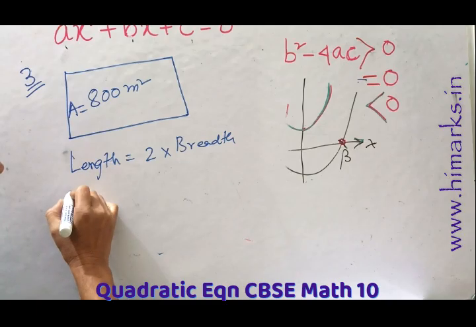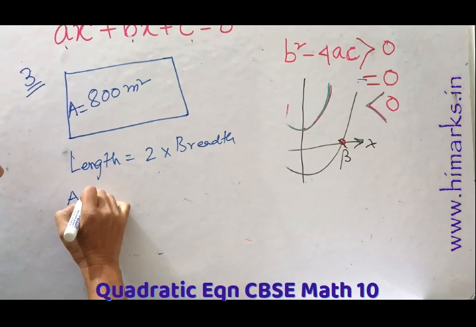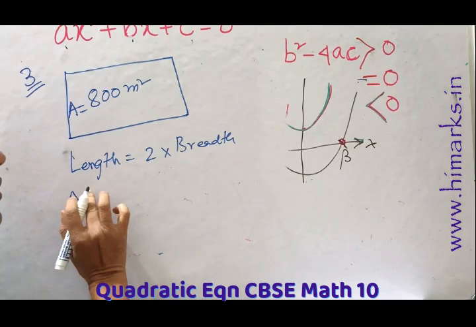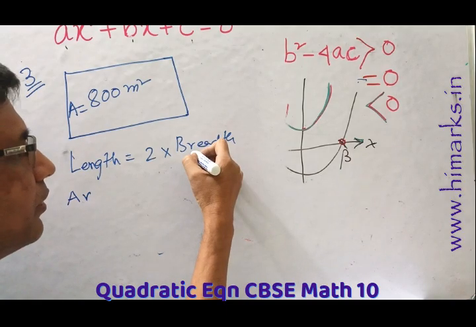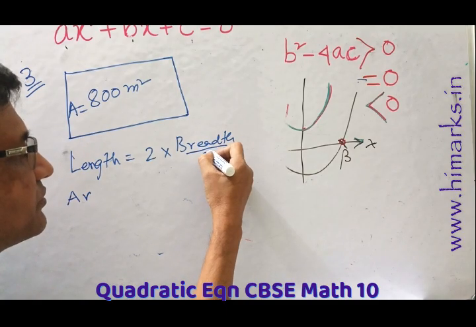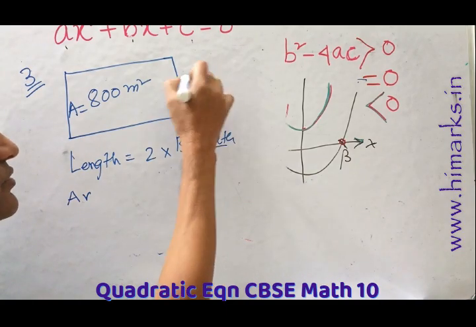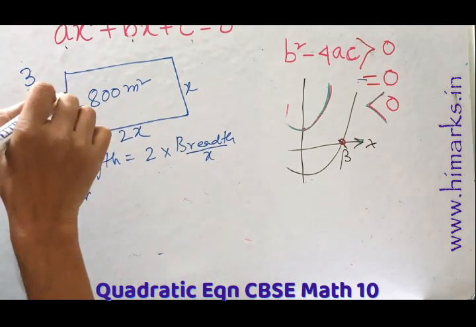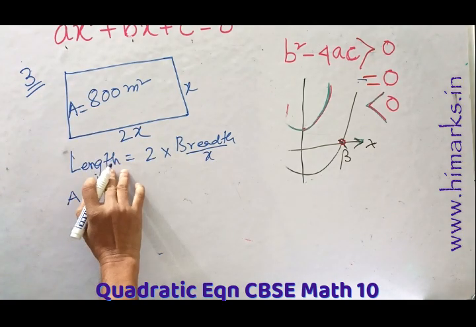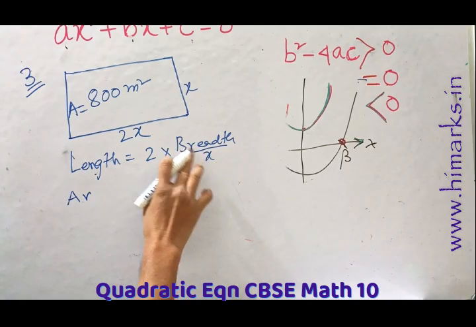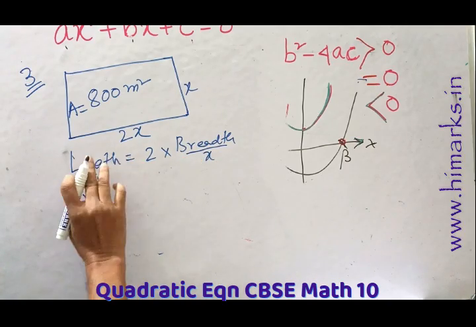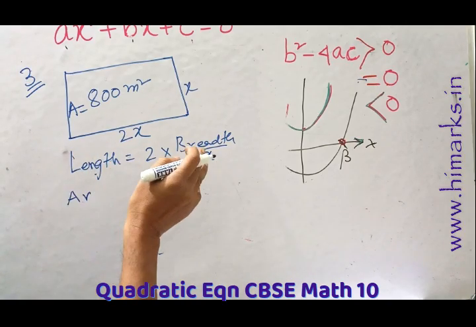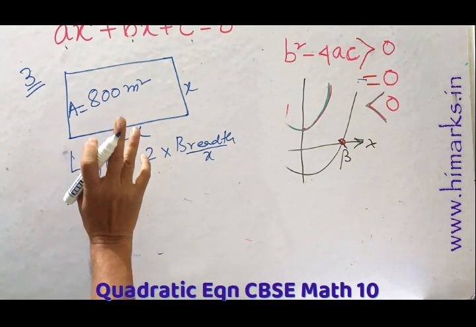Area. Now here, let the breadth be x. This side is x, so the length, this side, is 2x. Correct. So this is the condition as given. If the breadth is x, the length is 2x. So you can write: let the breadth be x, then the length is 2x.